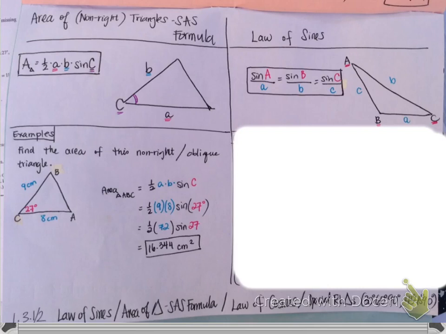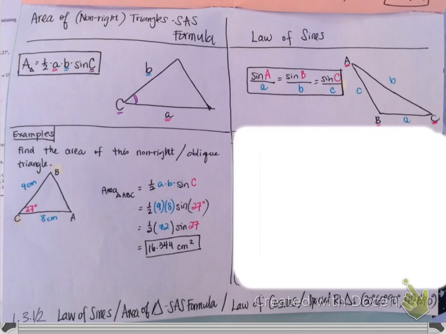Just a note about notation. Notice that I put all the angles in capital letters and all the sides in lowercase, but the lowercase letter is across from the angle. So capital A is across from lowercase a, capital B is across from lowercase b, capital C is across from lowercase c. Okay? Don't you like this? This is so cool.